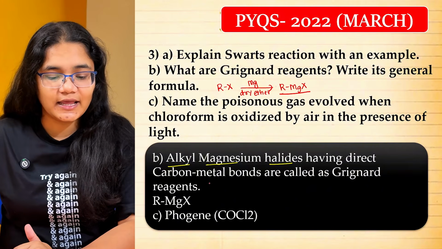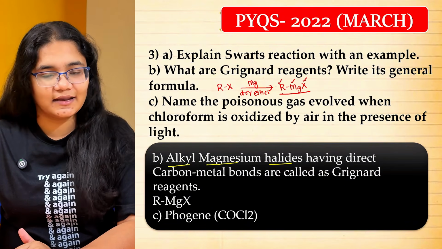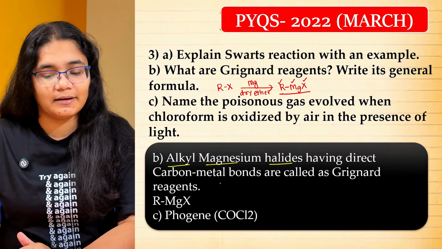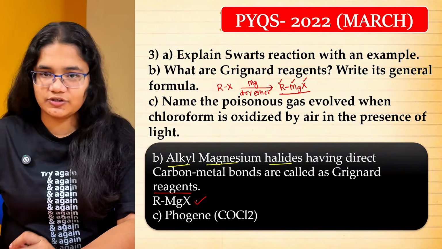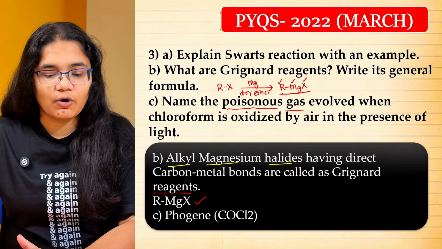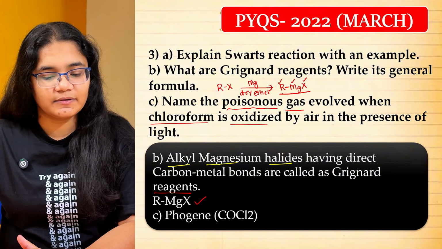How do we define it? Alkyl magnesium halides, RMgX, having a direct carbon-metal bond. So here there is a direct carbon-metal bond, and they are called Grignard reagents, and it is represented as RMgX. Next question, name the poisonous gas evolved when chloroform is oxidized by air in the presence of light.